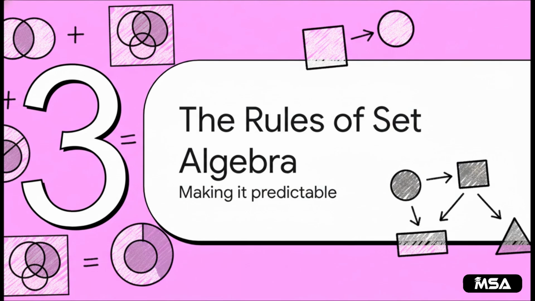Okay, so we've got our tools: union, intersection, difference, and complement. But here's the really cool part. These tools don't just work randomly. They follow a clear, consistent set of rules, kind of like a special kind of algebra. And it's these rules that make set theory so powerful and so predictable.